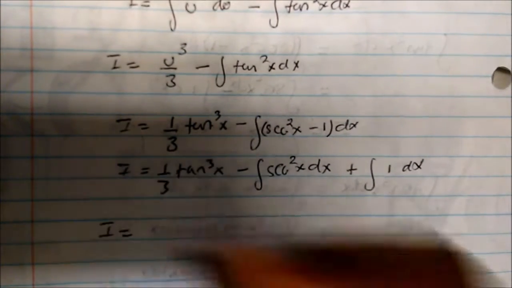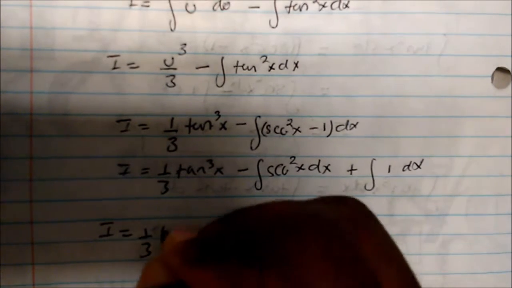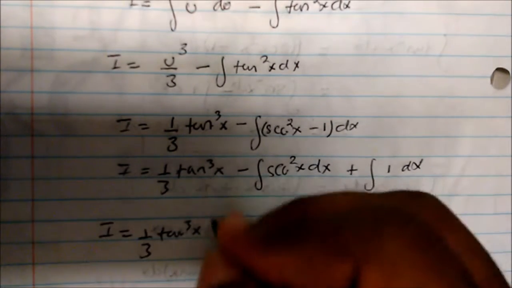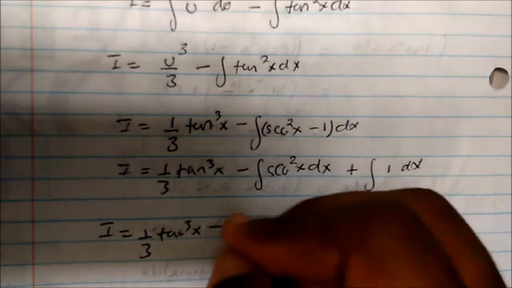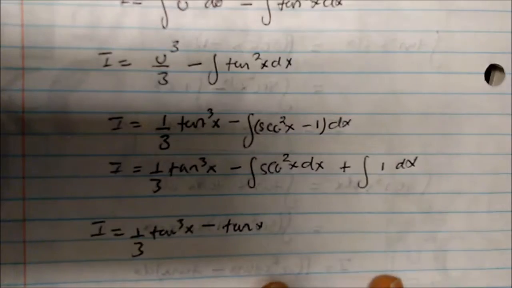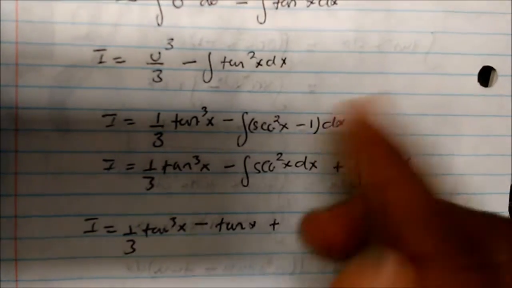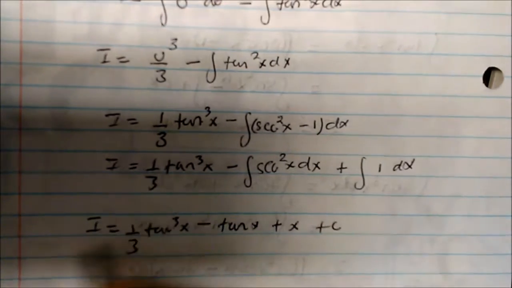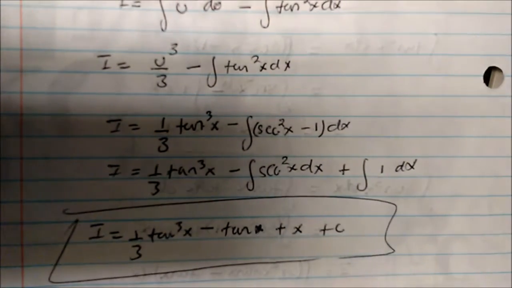Okay, and so if we look at this, my integral becomes 1/3 tangent cubed of x minus, well, what's the integral of secant squared of x? That's just tangent of x, plus, well, what's the integral of 1? That happens to be x, plus c. And so this will be my integral.